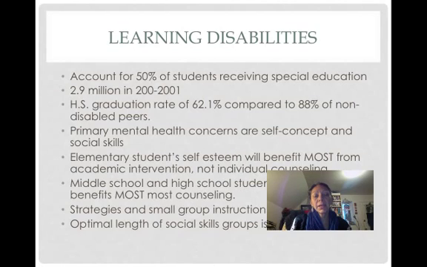Elementary students' self-esteem, the research shows, will benefit most from academic intervention, not individual counseling. So a lot of times it would not be indicated to actually provide individual social work minutes to an elementary school student with a learning disability. Middle school and high school students' self-esteem does benefit most from counseling. So you might use small group instruction, etc. Optimal length of social skills groups, the research suggests, is about 10 weeks. So you might include some of those students potentially in a social skills group.